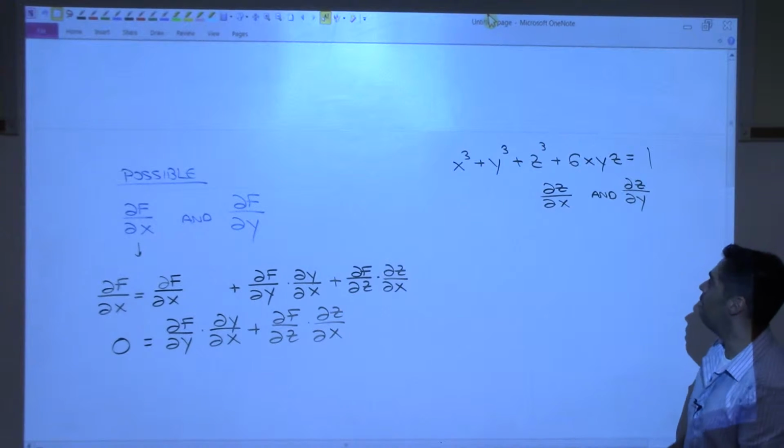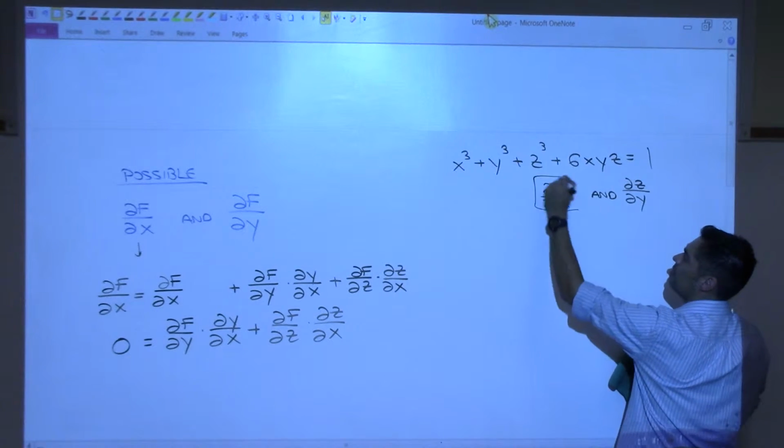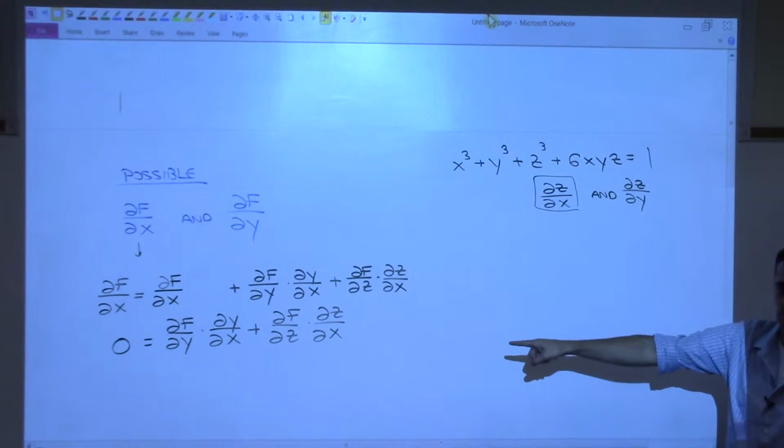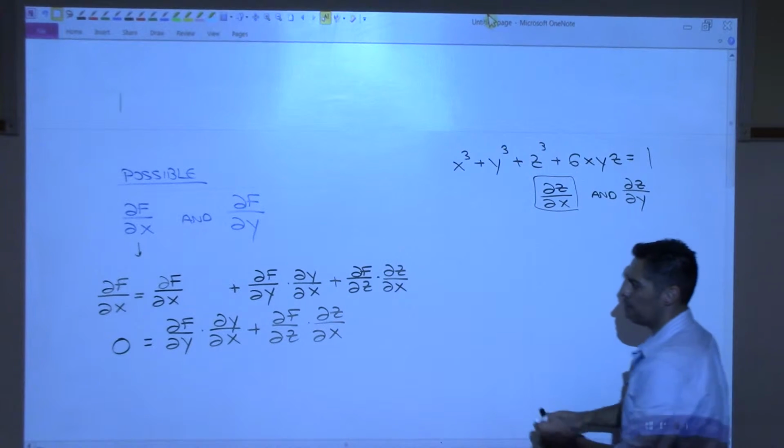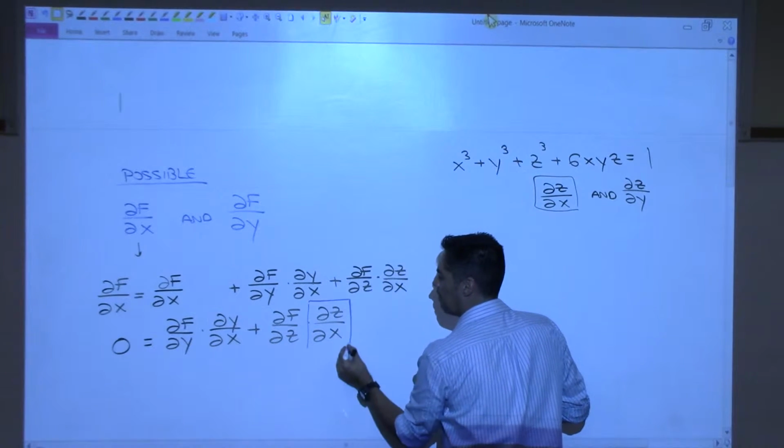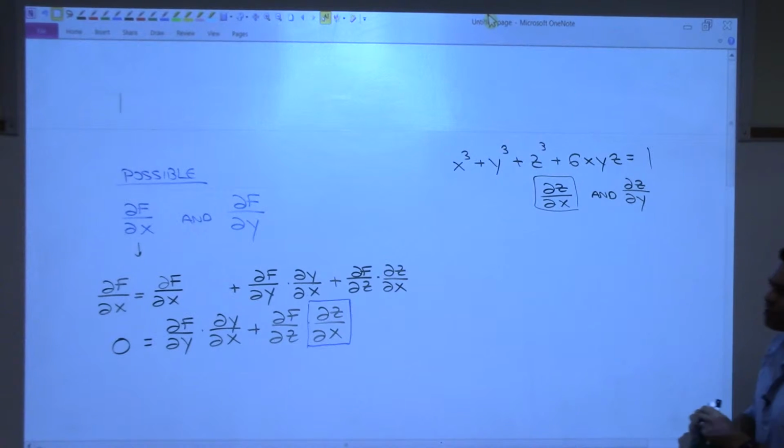And you're like, okay, now what? Let's just focus on this one. Do you see that in there? You see it? Yes? Okay. I would like for you to go ahead and solve for that. So take the other stuff to the other side. What do you get?